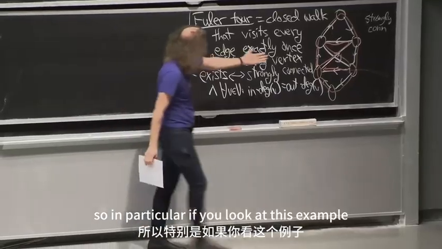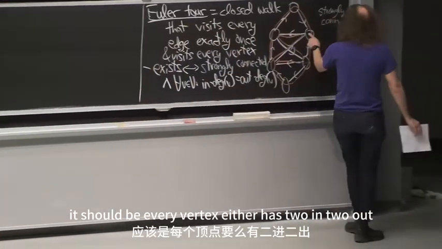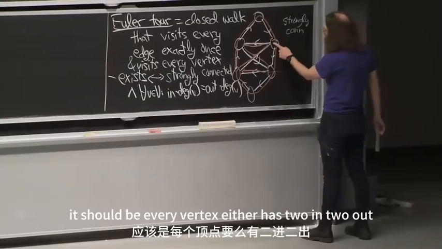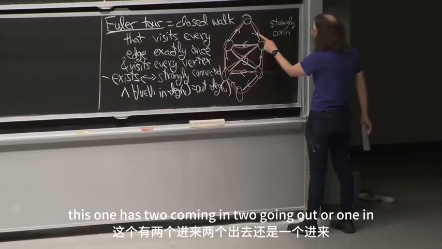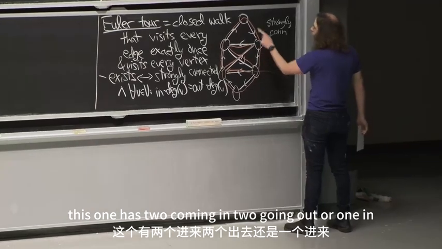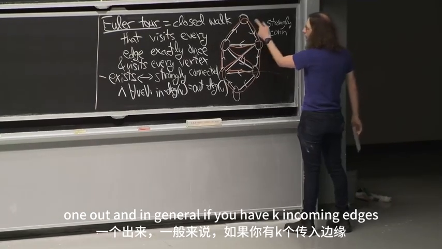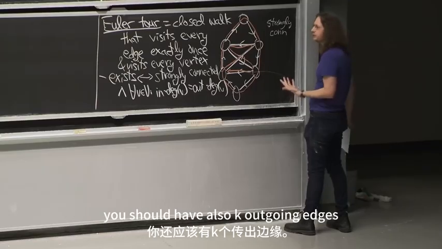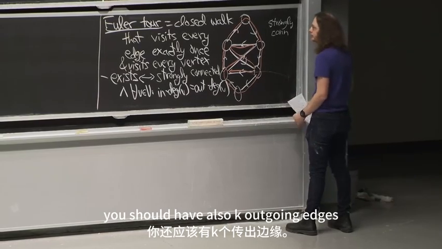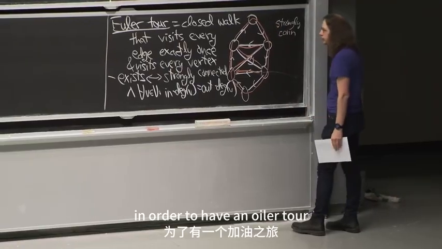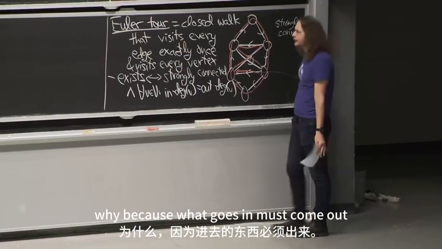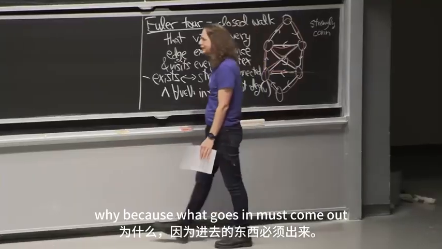So in particular, if you look at this example, every vertex has either 2 coming in, 2 going out, or 1 in, 1 out. And in general, if you have k incoming edges, you should also have k outgoing edges in order to have an Euler tour. Why? Because what goes in must come out.